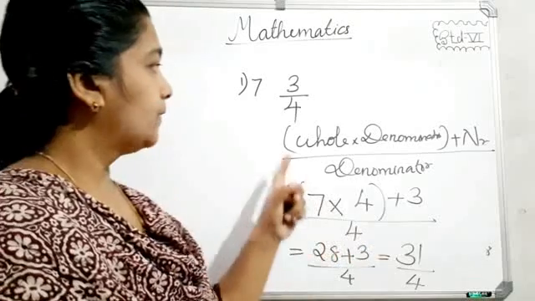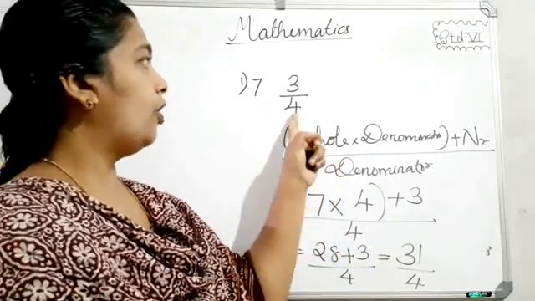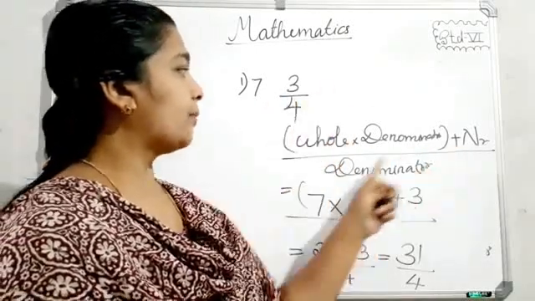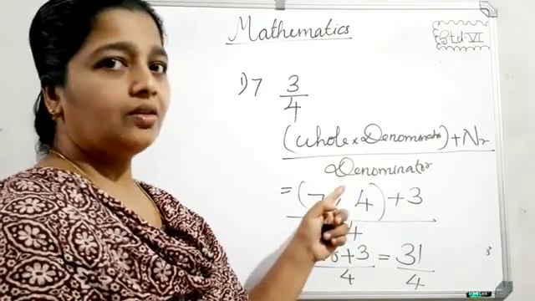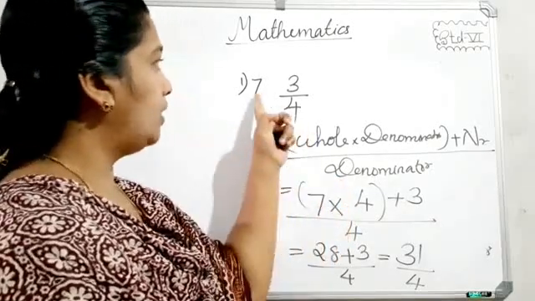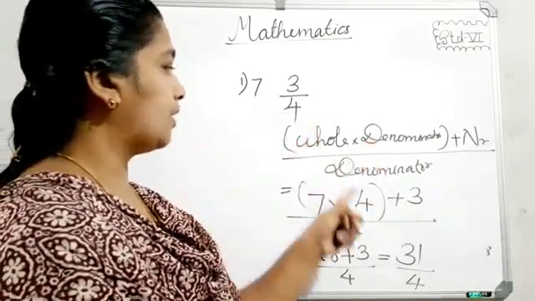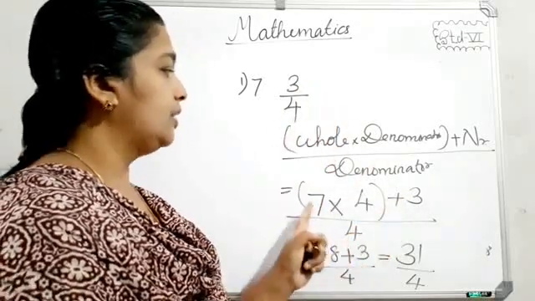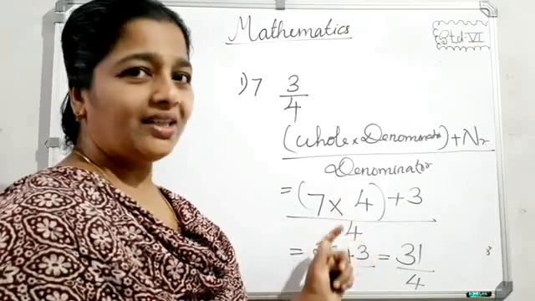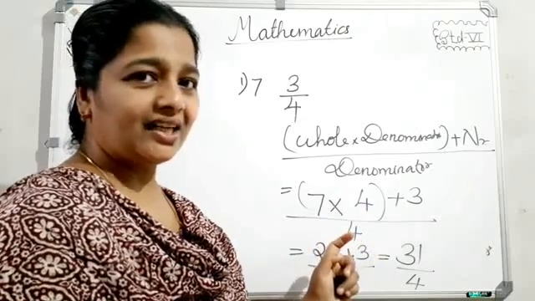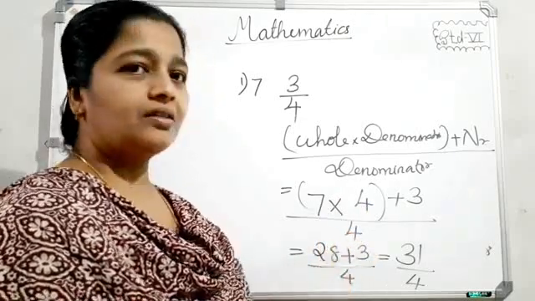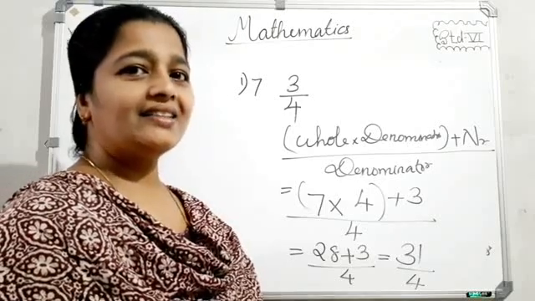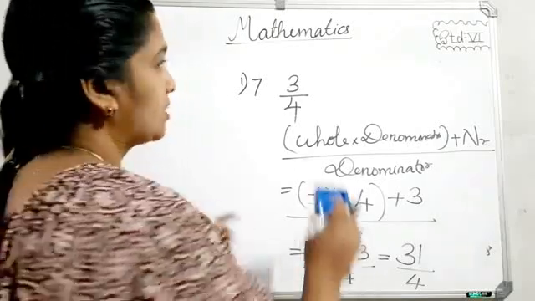Once more: whole number into denominator plus numerator by denominator. That equals whole number 7 into denominator 4 plus numerator 3 by denominator. 7 into 4 equals 28, plus 3 equals 31 by 4. Understand? Clear? Yes. So we can go to the next question.